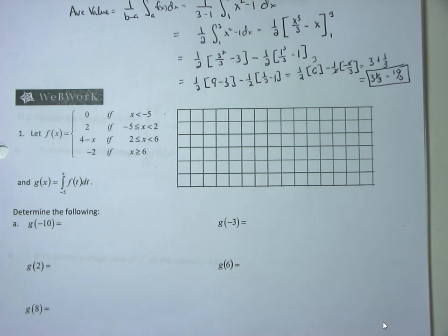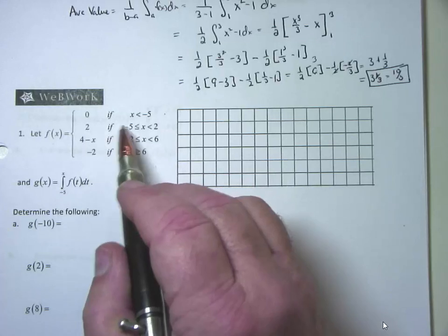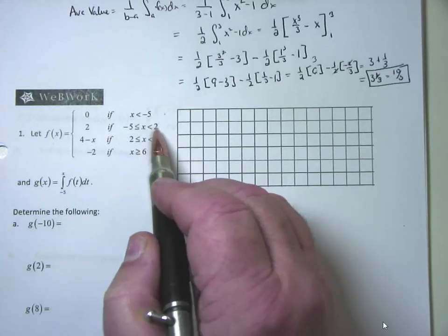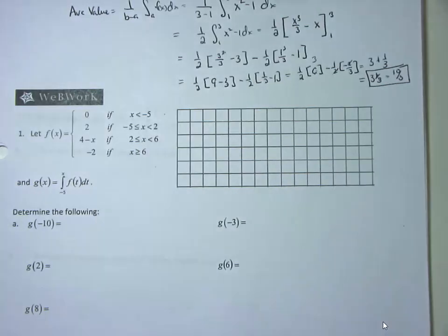0 if x is less than negative 5. 2 if negative 5 is less than or equal to x, which is less than 2. 4 minus x if 2 is less than or equal to x, which is less than 6. And negative 2 if x is greater than 6.